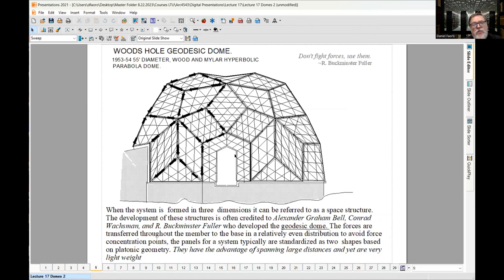A smaller version is the Woods Hole dome. This is only 55 feet in diameter. This was wood. These are wood frame elements with mylar, which is a thin plastic sheet, stretched over these. So this was a much smaller dome, probably like 50 feet in diameter, not very large.